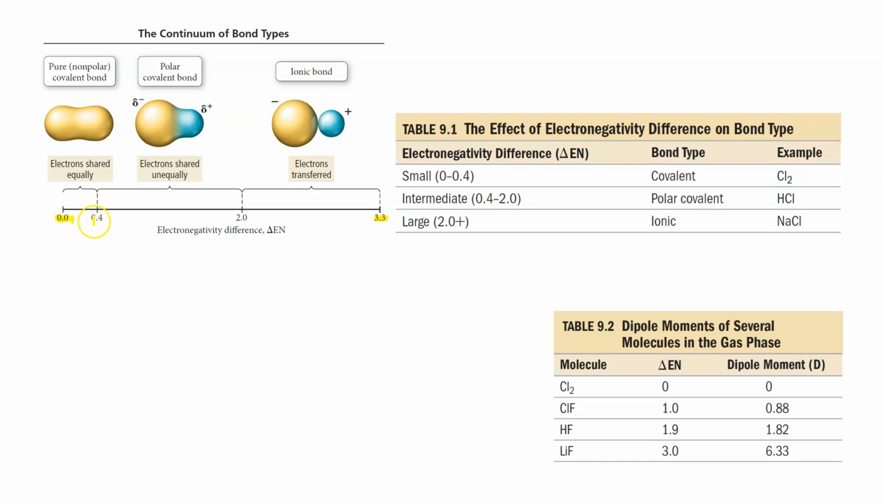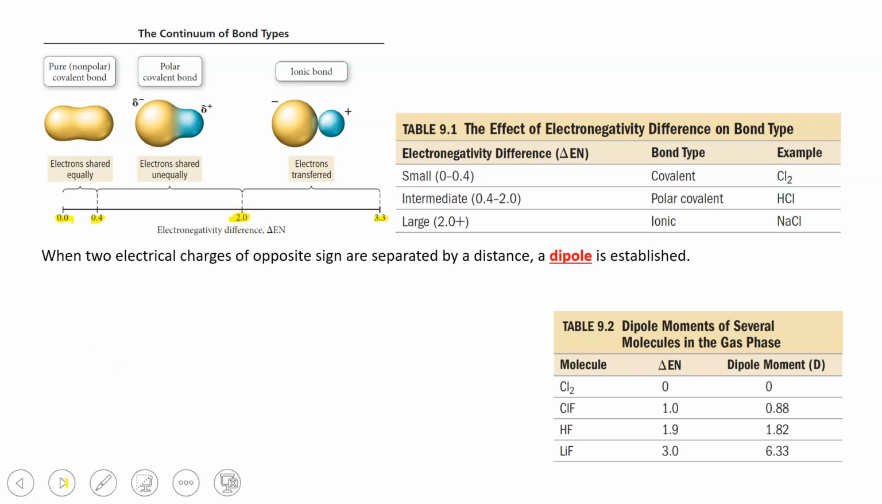going from 0.0 to 3.3. If it's between 0.0 and 0.4, we call that a pure covalent bond, or nonpolar. If it's between 0.4 and 2.0, as a rule of thumb, we call that a polar covalent bond. And if it's between 2.0 and 3.3, we generally call that an ionic bond. And you've got that mentioned over here in this table. We've got small, intermediate, and large differences in electronegativity, ranging from nonpolar covalent all the way over to ionic.